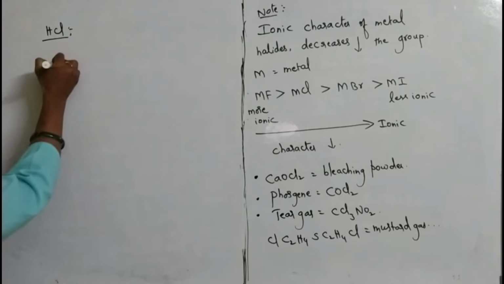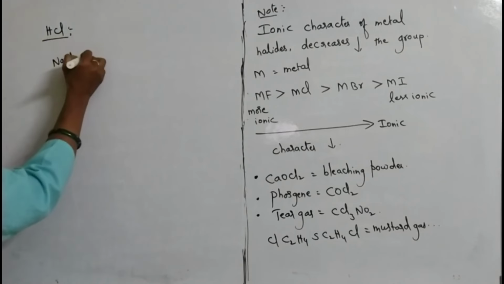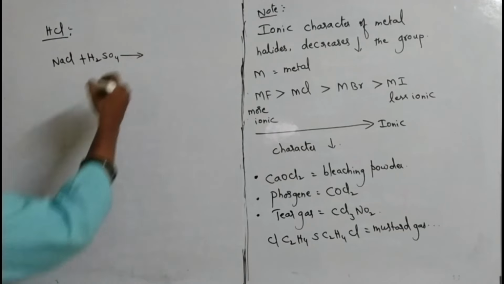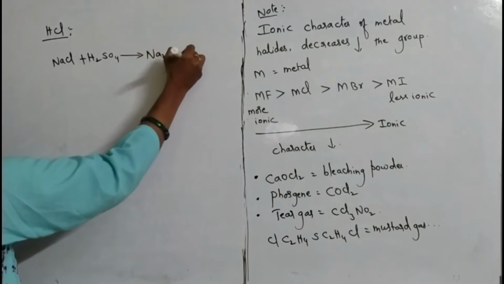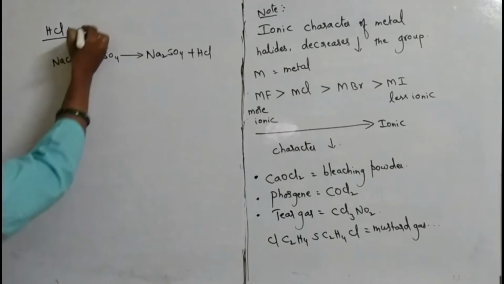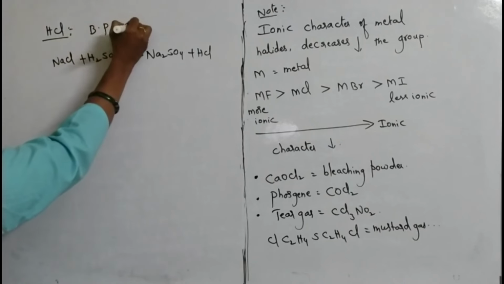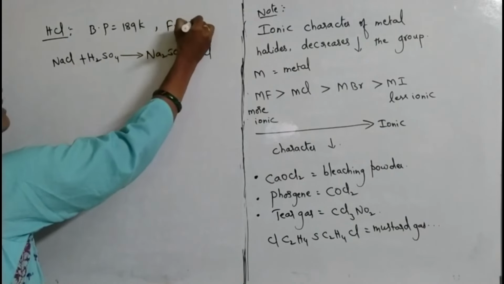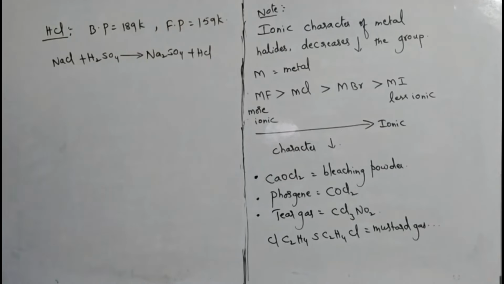How is it prepared? When NaCl reacts with H2SO4, it forms Na2SO4 and HCl. Like this, HCl can be prepared in the laboratory. If you go for the properties, the boiling point is 189 Kelvin and the freezing point is 159 Kelvin. Like that, you have certain properties.